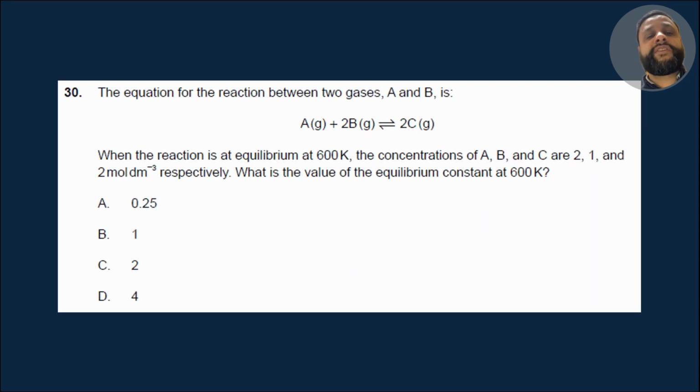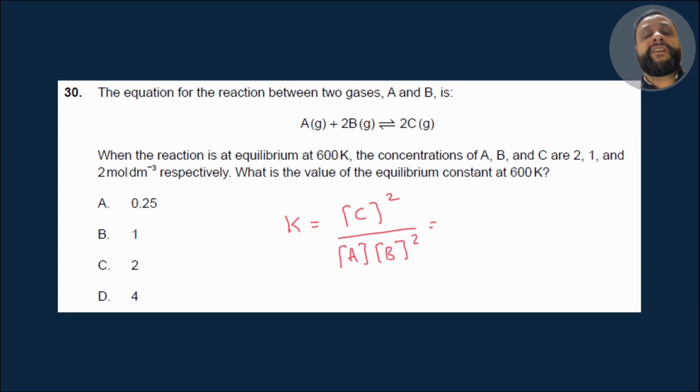The equation for the reaction between two gases A and B is shown below. When the reaction is at equilibrium at 600 Kelvin, the concentrations of A, B, and C are 2, 1, and 2 mole per dm cube respectively. What is the value of equilibrium constant at 600 Kelvin? So let's write down the K expression. So equilibrium constant will be equal to molar concentration of product raised to the power of the coefficient divided by the molar concentration of reactant A times B squared.